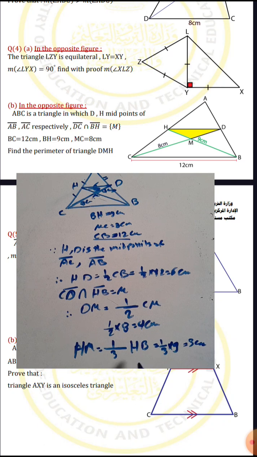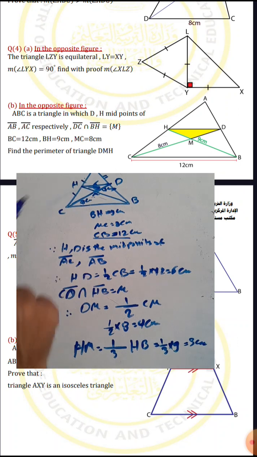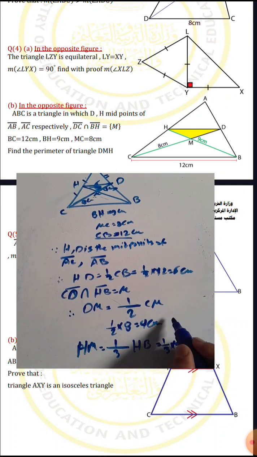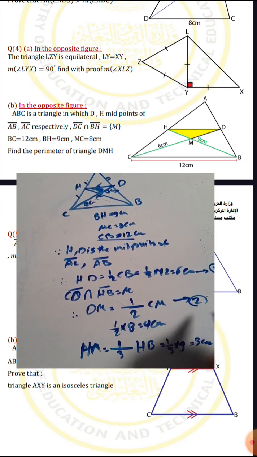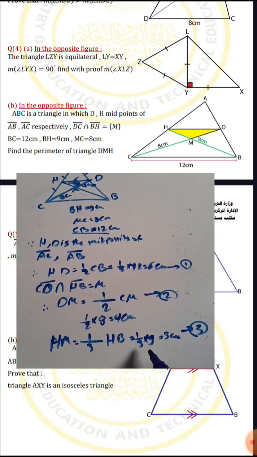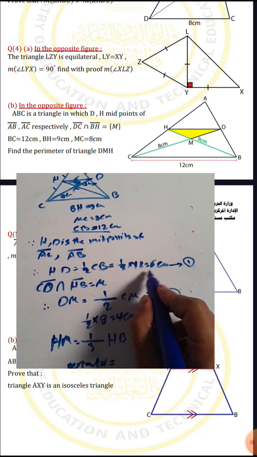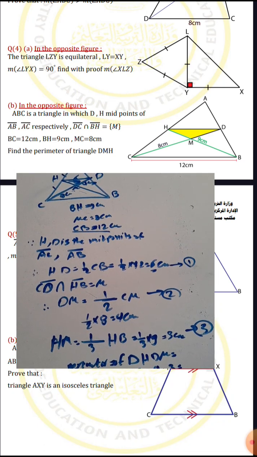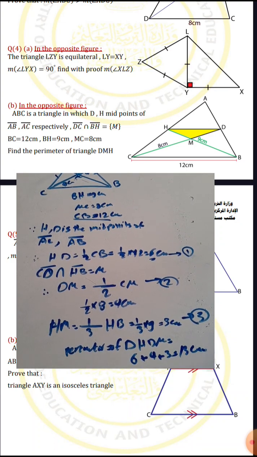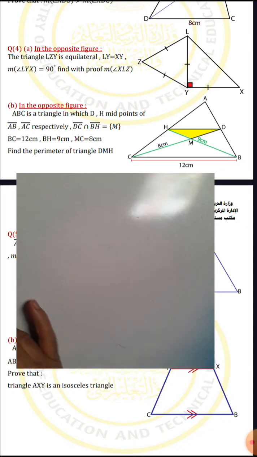And then we have 4 and 6. It's relation number 1, relation number 2, and relation number 3. From 1 and 2 and 3 you can find the perimeter of this triangle. It will be equal to the perimeter of triangle HDM. We can write 6 plus 4 plus 3. 6 plus 4 equals 10. 10 plus 3 equals 13 centimeters. Okay.